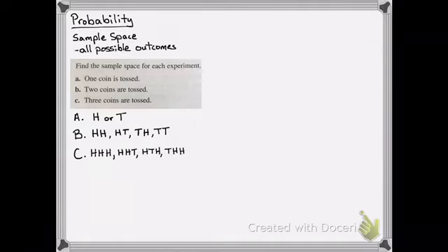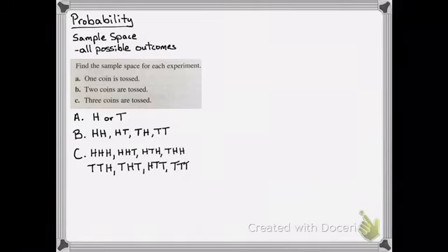It could be that 2 of them are tails and 1 of them is heads. So maybe it's tails, tails, heads. Maybe it's tails, heads, tails. And maybe it's heads, tails, tails. And then finally, maybe all 3 of them come up tails. Tails, tails, tails. So in this case, when I flip 3 coins, we end up with 8 distinct possibilities.